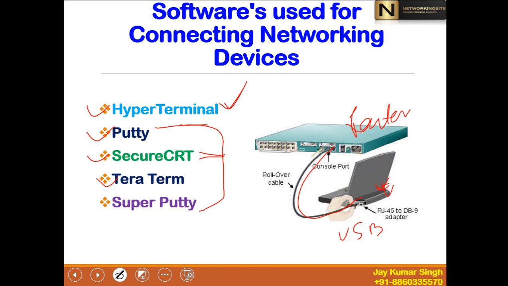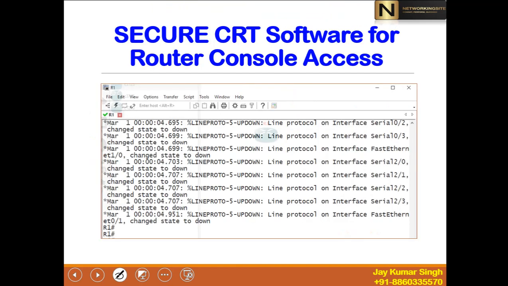HyperTerminal was an inbuilt application in the Windows operating system, but nowadays it is not included. So nowadays you can download PuTTY, SecureCRT or SuperPuTTY on your laptop, and then you can detect the router. And the router uses a kind of operating system known as Cisco Internetwork Operating System, IOS. We are using SecureCRT for our lab.